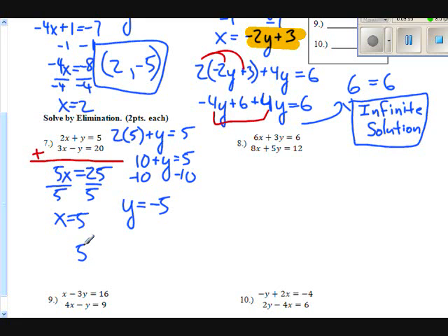Oh, isn't that nice? 5, negative 5. It's just too easy sometimes.